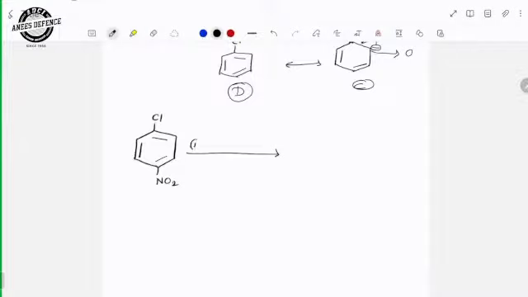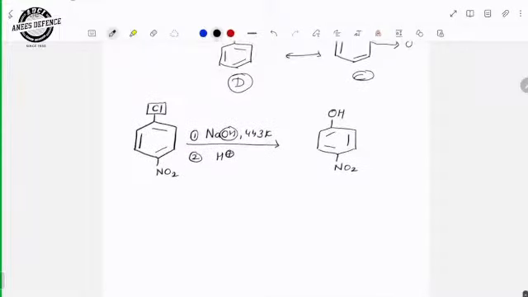In the first reaction I'm using the reactant NaOH, a base, at 443 Kelvin, and in the second part I'm using acid. So what will happen now? We just have to replace this chlorine with the respective nucleophile. Here the nucleophile is OH minus, so we replace the chlorine with OH minus. The product will be somewhat like this: OH and NO2.